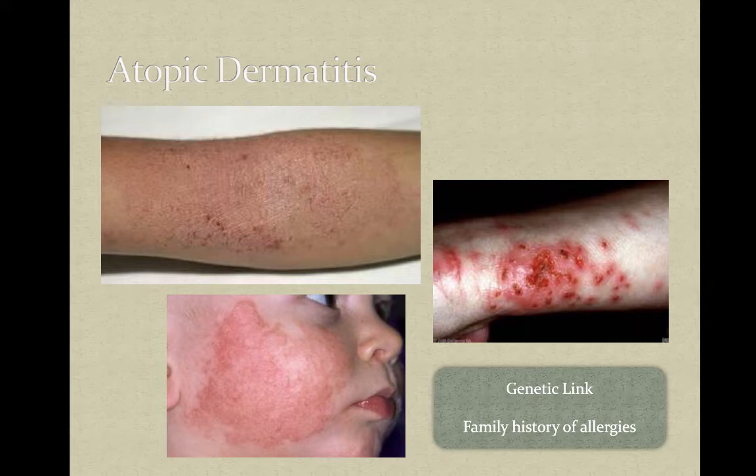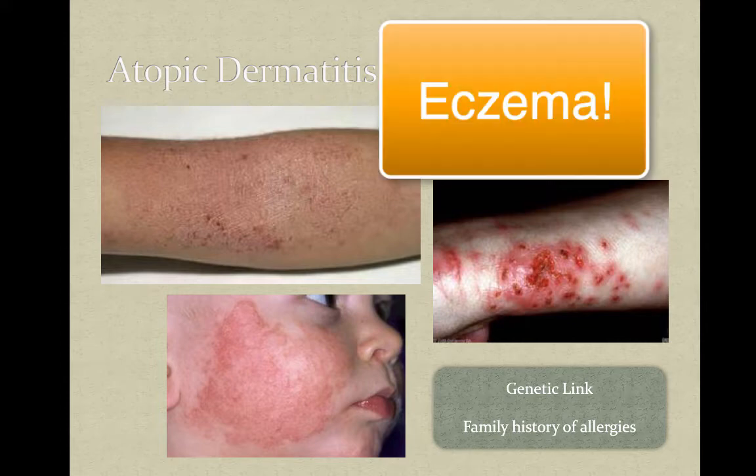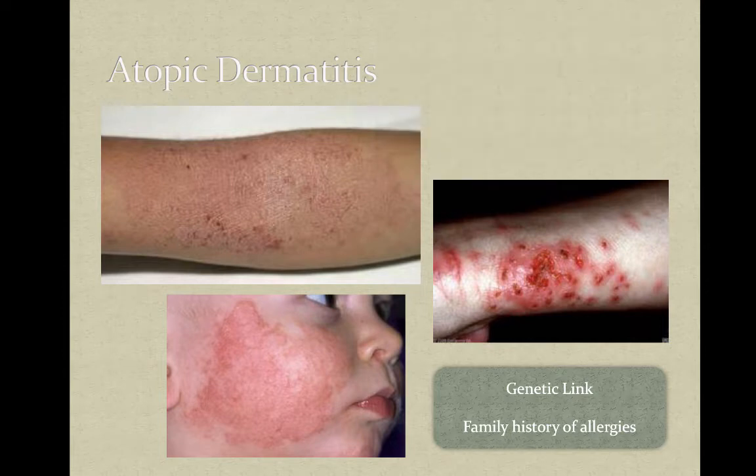So atopic dermatitis is another term for eczema. Eczema is a chronic inherited skin disorder. It is characterized by exacerbations and remissions. It's very common in children, but also can extend into adulthood.